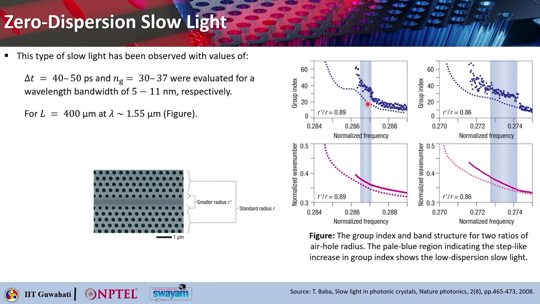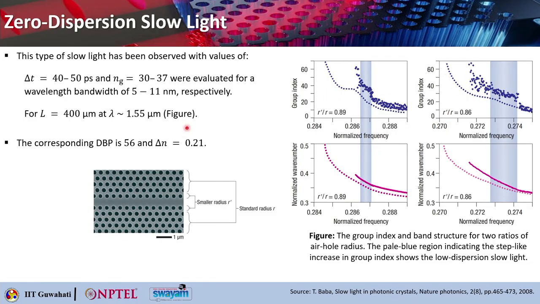The transmission of sub picosecond optical pulses was also observed in these cases as evidence of the low higher order dispersion. So here the group index NG is calculated using the modulation phase shift method, where the shift of phase phi between the input and the output ends of the waveguide, if you remember the structure, is measured for sinusoidally modulated light, which has a frequency of omega m, and from that you can find out the phase, and using the modulation phase shift method you can find out the group index, and that is basically plotted here. And in this case, the corresponding delay bandwidth product comes out to be 56 and delta n is 0.21.